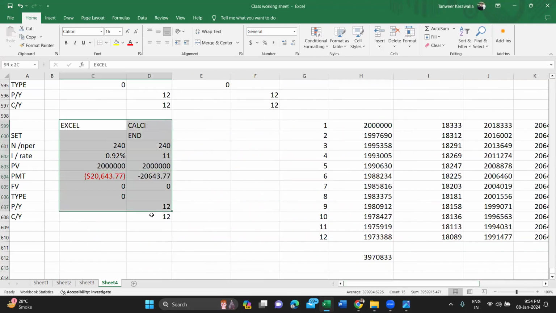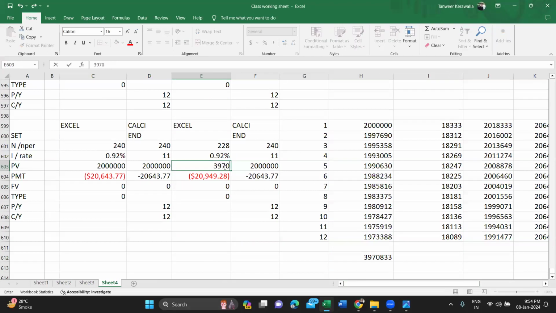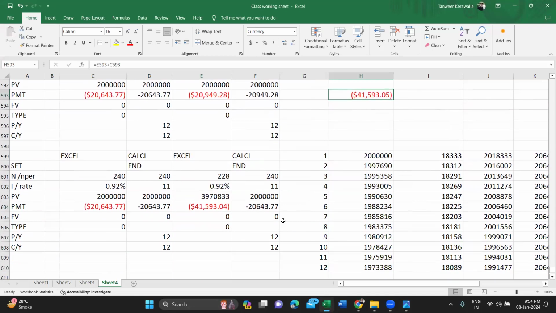So what you will do? This you computed for this year. Now I'll copy this again for the next term. So now we have how many? We have 228 months more. Okay, the rate is the same. Now the present value of the loan at the beginning of the second year is 39 lakhs 70,833, right? So see, the same amount you're getting, 41,503, but this is the final amount.